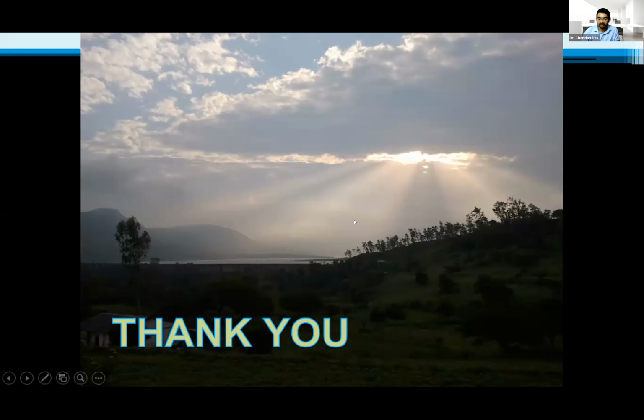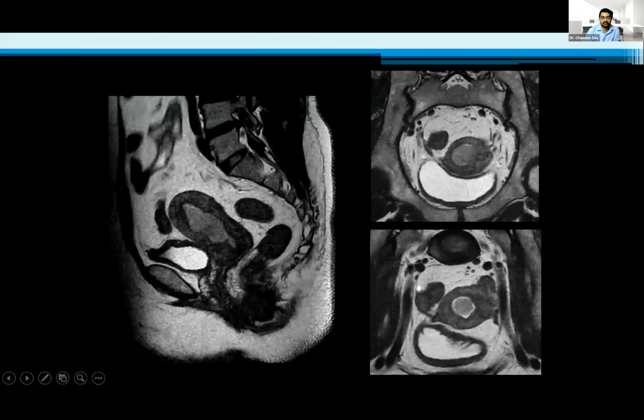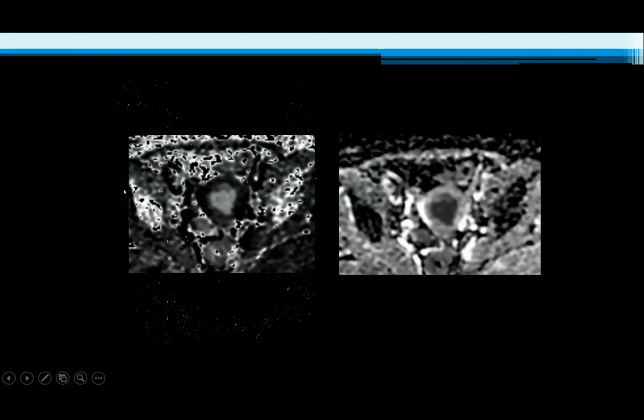Yeah, this one. This is only the endocervical luminal growth, and the cervix, you can see it's continuing as the junctional zone, hypointense on the T2 weighted image.